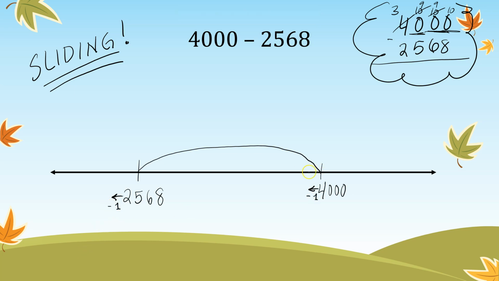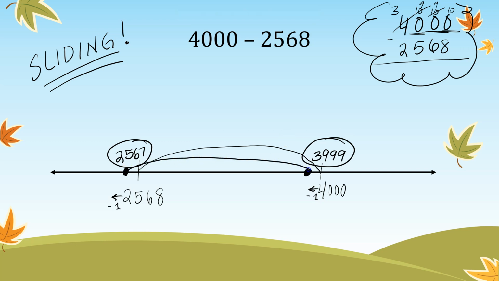And if I was to slide that 1 unit back, what number is before 4,000? 3,999. What is going to be the number 1 unit back from 2,568? 2,567.